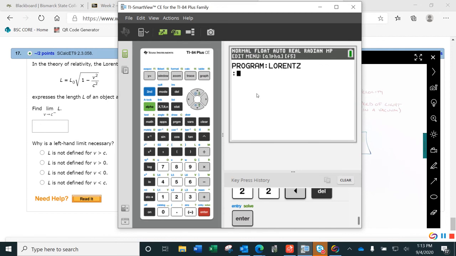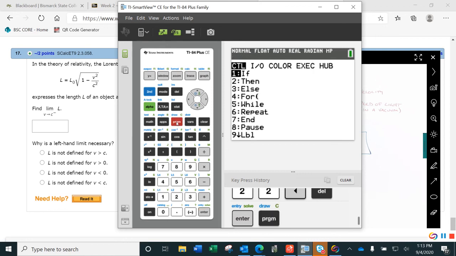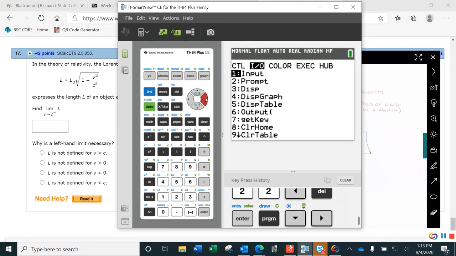Now what I like to do when I create a program in my calculator, the very first command that I like to say is clear the home screen. So then when I'm working on it, it just clears everything out so I don't have to worry about doing that. Push the program button. You're going to push that button a lot now. And what we're searching for is something that says clear home.